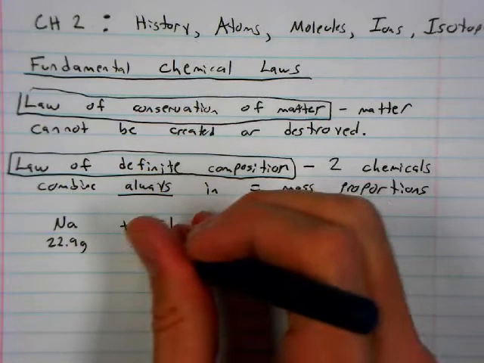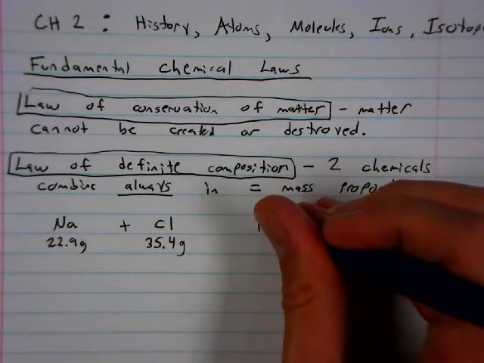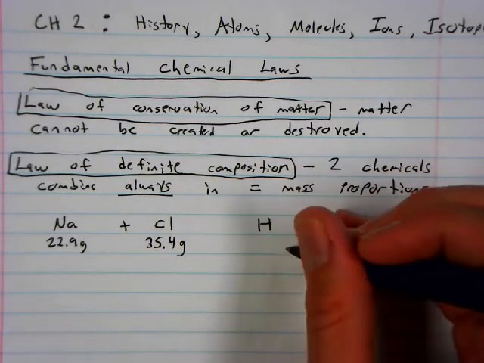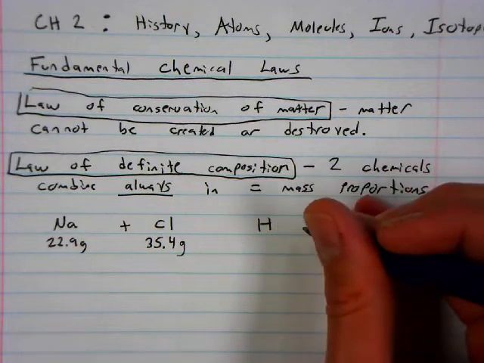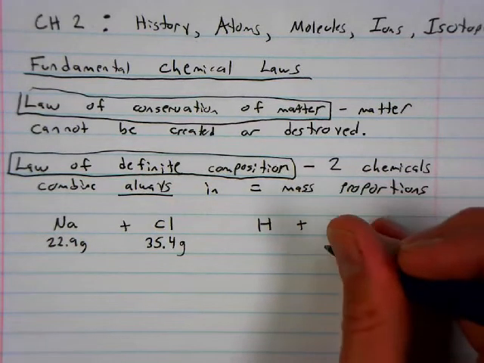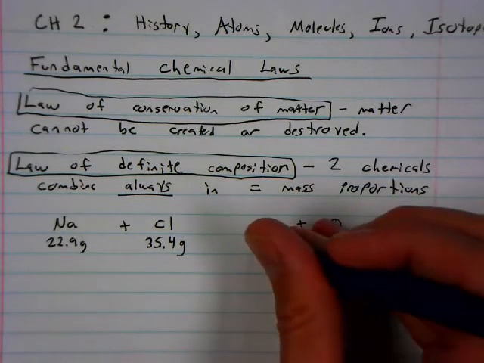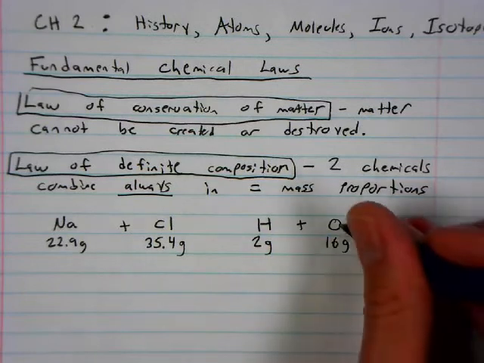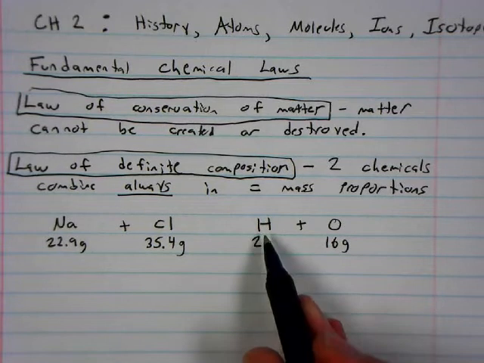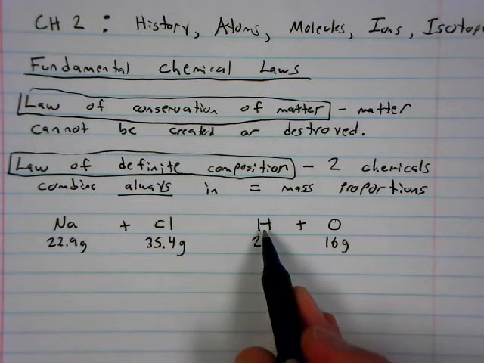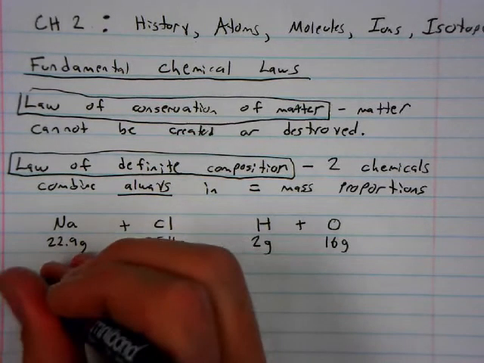That's always going to combine with 35.4 grams of chlorine. But if I combine hydrogen and oxygen, and if I have 16 grams of oxygen, I know I have to have 2 grams of hydrogen, because oxygen is about 16 grams, it's 15.999, and I know I need 2 hydrogen for every 1 oxygen. Hydrogen has a molar mass of 1, but I need 2 of those to make H2O.